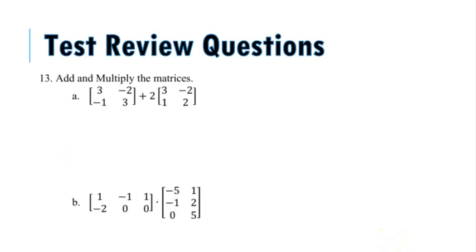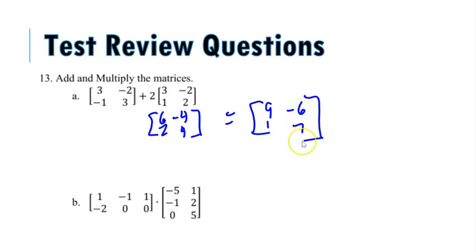And our last question, add and multiply the matrices. So this first one, I have 3 plus 2 times 3. So I have to distribute. So let me distribute this first. So this is going to be 6, negative 4, 2, and 4. Then I can add these together. So 3 plus 6 is 9. Negative 2 plus negative 4 is negative 6. Negative 1 plus 2 is 1. And 3 plus 4 is going to give us 7. So our answer would be 9, negative 6, 1, 7.